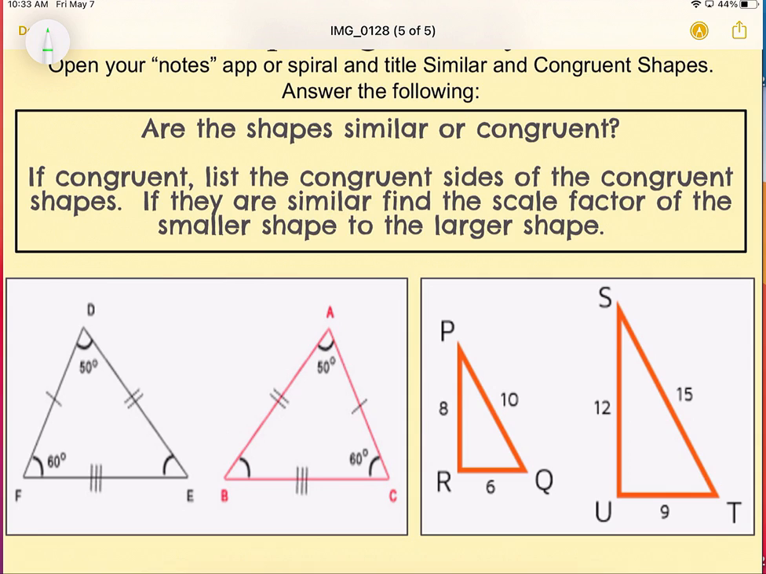For this afternoon, we are going to continue working with similar and congruent shapes. So just a reminder for you guys, you do have your notes from last Friday that you can use to reference during this assignment. But we're going to start with this opening activity today.